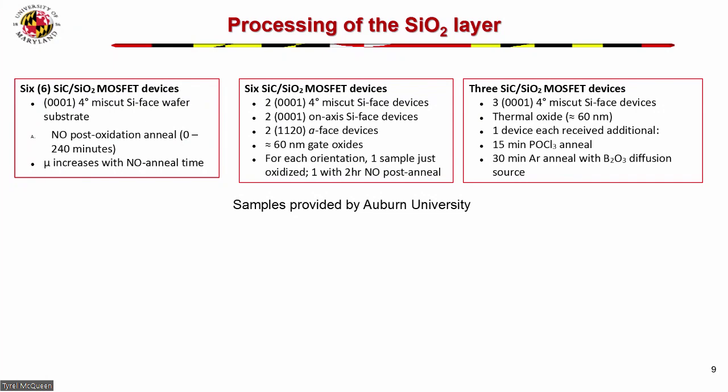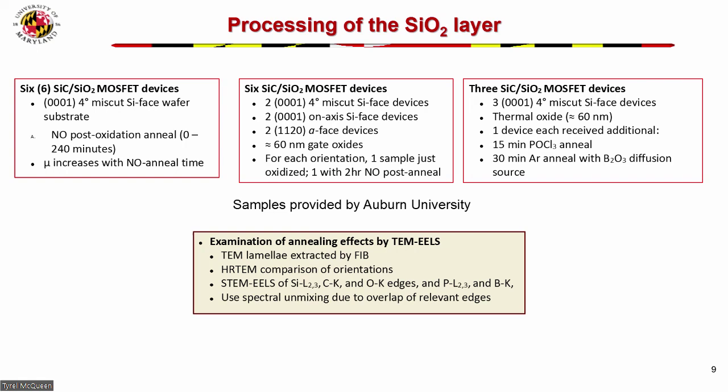And then we also looked at some samples that were annealed under phosphorus oxychloride or boron oxide in an argon atmosphere to see what the effect was, because that increased the charge carrier mobility.